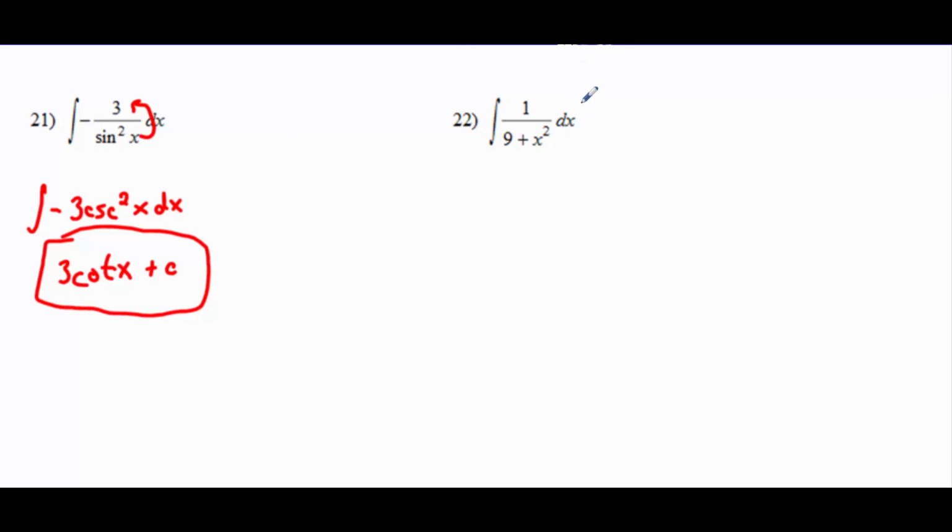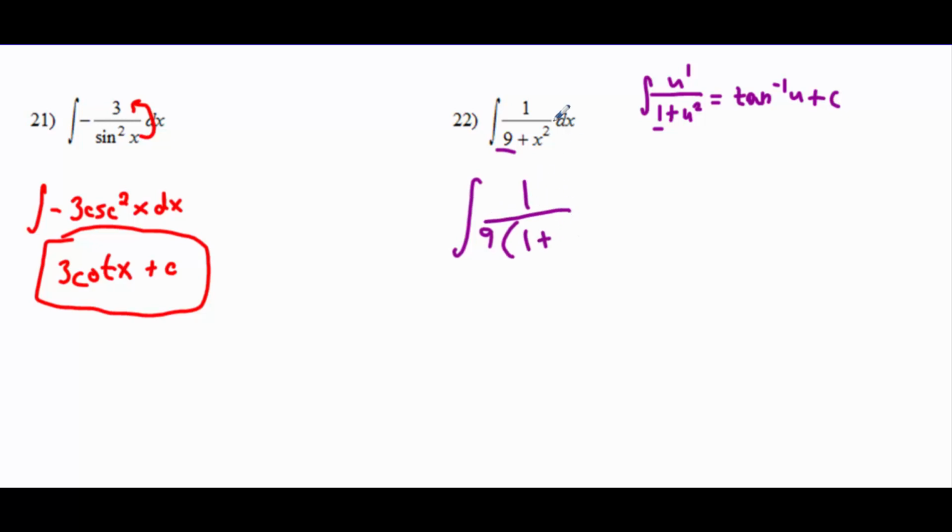On 22, this matches up with the inverse tangent formula. So the integral of u prime over 1 plus u squared is the inverse tangent of u plus c. And so the reason I know it's inverse tangent and not one of the other ones is there's no square root on the bottom. Now, what we're trying to do is figure out what u has to be. And so to do that, we need this 9 to be a 1. So I'm going to take out a 9 on bottom. And if I do that, that means I'm taking a 9 out of something that doesn't have a 9, which makes it be x squared over 9.